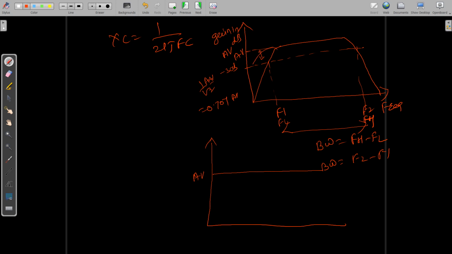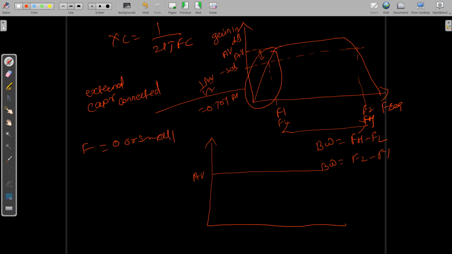Why so? The drop off or roll off at lower frequencies is due to the external capacitors connected. How? Let us say the frequency f is 0 or very small. Then Xc equals 1 by 2 pi fC, which is 1 by 0, so I can say it is infinite and my capacitor will be an open circuit. When the circuit is open, my gain drops to 0.